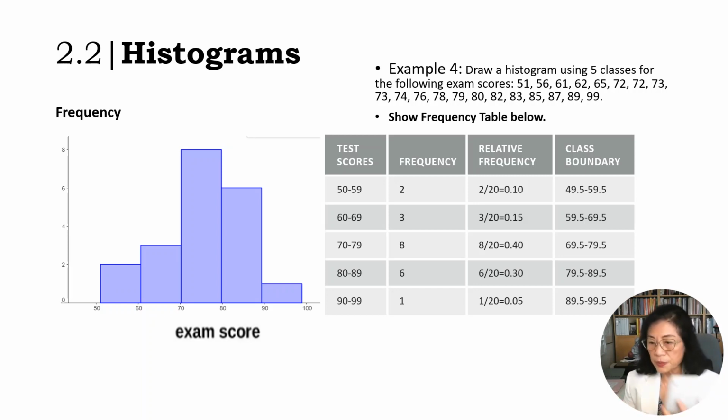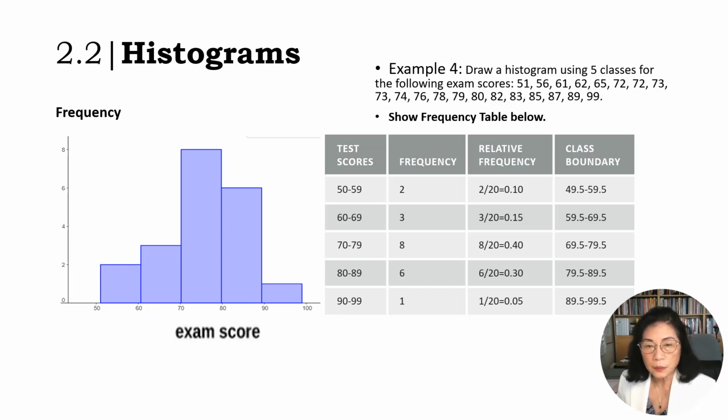You get 9.6. With 9.6, we don't use the decimal as a class width. We round up to the next whole number. So I will go to 10, right? The next whole number will be 10. Then that's how we set up the test score here.